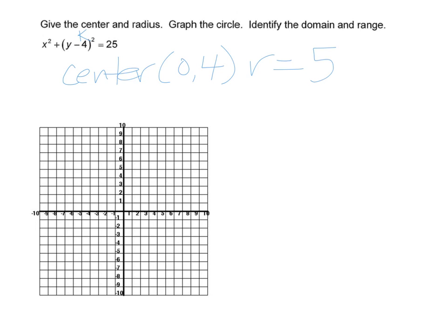Then they say to graph the circle. So the way you graph a circle is first plot a point for the center. The center is at 0, 4. So right there. Then from the center you use the radius to count left, right, up and down 5 from the center.